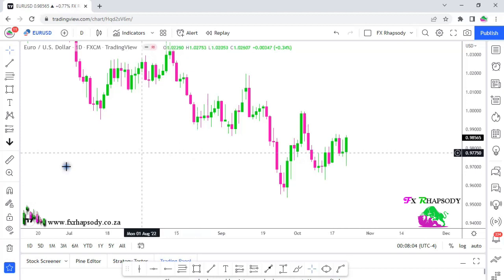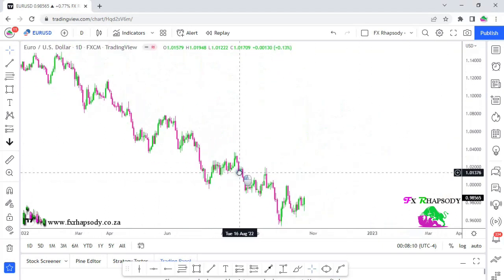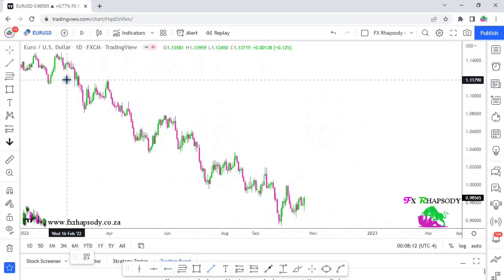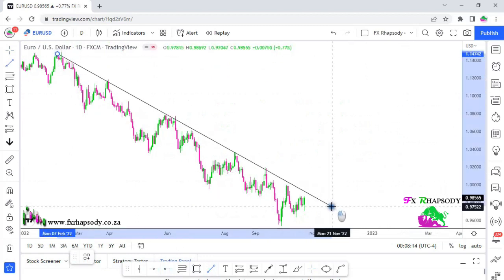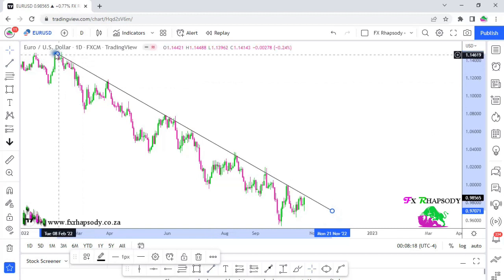Okay, so let us hit the charts. We're going to start off on a daily time frame, and I'm just going to zoom out a little bit. As you can see, the euro has been following this huge downtrend at the bottom. So I'm just going to draw that. I'm just going to make it nice and neat.